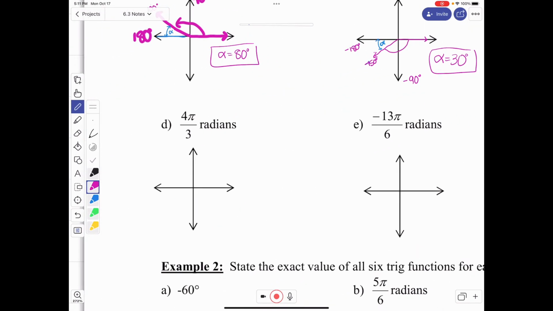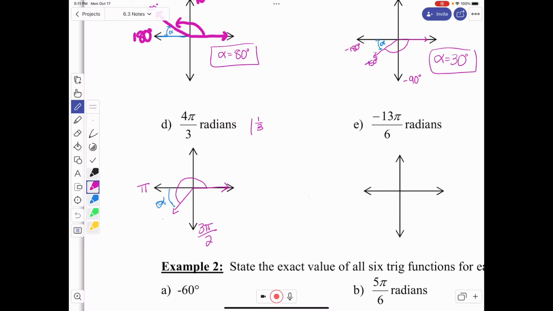Okay, now let's move to radians. I'm going to go ahead and change this to a mixed number. That's going to be 1 and 1/3. If I start here on my positive x-axis, 1 is going to get me all the way around to pi here. 1/3 is not going to put me past 3 pi over 2. So I know I'm going to land in quadrant 3. So alpha is going to be here.